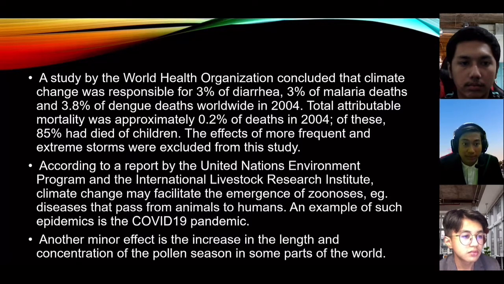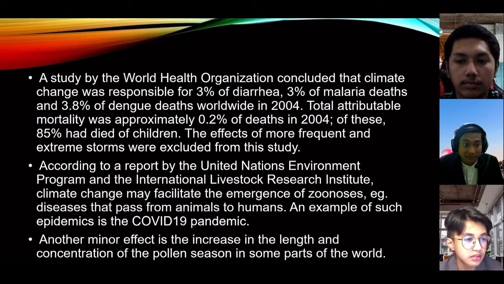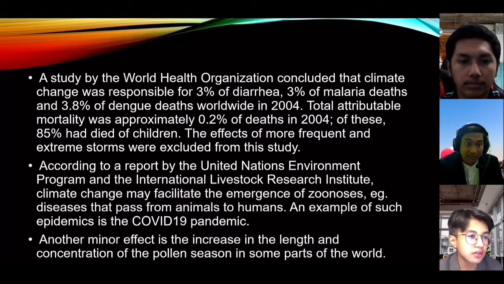According to a report by the United Nations Environment Programme and the International Livestock Research Institute, climate change may facilitate the emergence of zoonoses, for example diseases that pass from animals to humans. An example of such an epidemic is the COVID-19 pandemic. Another minor effect is the increase in length and concentration of the pollen season in some parts of the world.